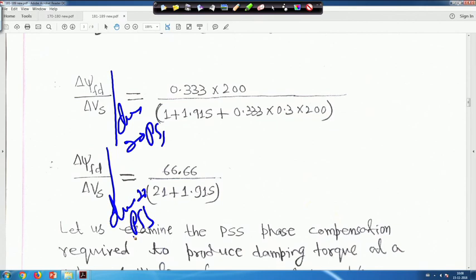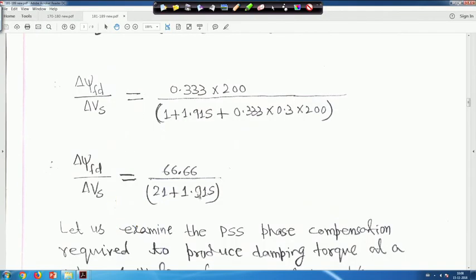So, you put all these parameters, and this delta f d by delta Vs is actually due to the power system stabilizer, this term has been introduced. Because we have two components, we know K2 delta psi f d is one component, but this term is coming because of PSS. If you put this and simplify, it will become 66.66 divided by 21 plus 1.91 s. If you try to simplify, you will find some lagging angle will be coming when you put s equal to j omega.